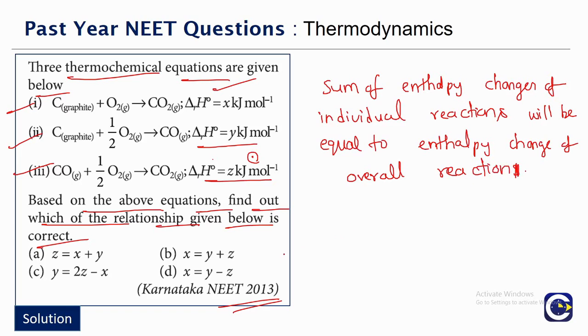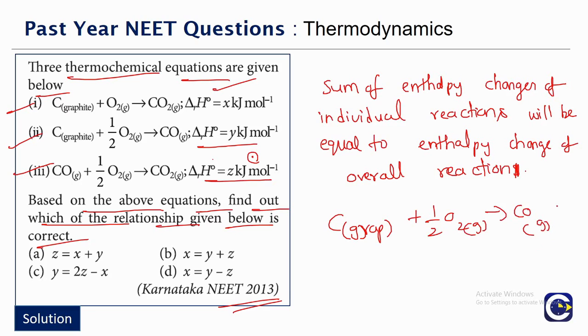So now what we have to do is find out the relation between the given reactions. Look, carbon graphite, where GN means graphite. So carbon graphite, as in the second equation, plus half a mole of O2 gives rise to CO gas.